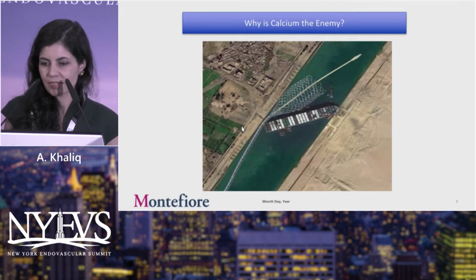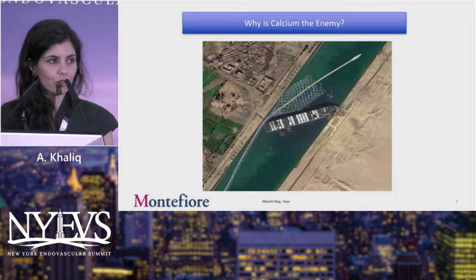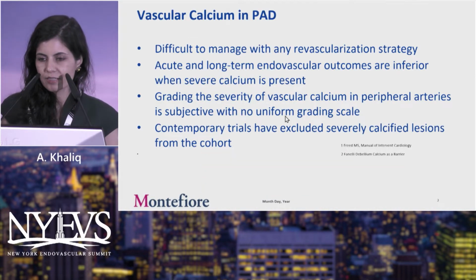So this is a famous slide that was making rounds a couple of years back of the Suez Canal. The reason it's important is because that's exactly how calcium behaves in the vessels. The panel sitting here can tell you that calcium is the bane of our existence as endovascular interventionalists. So why is that so?